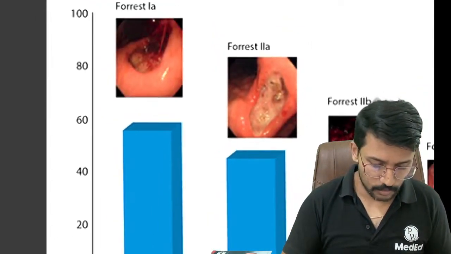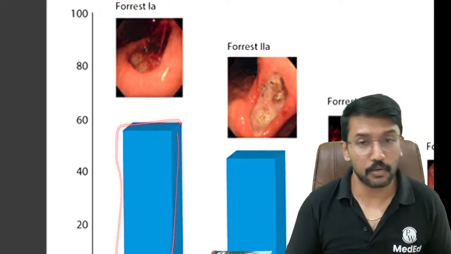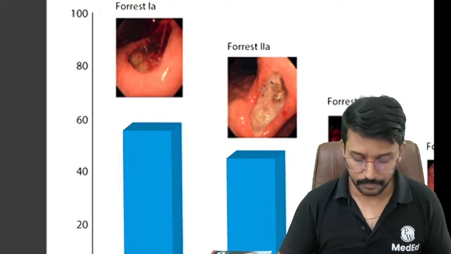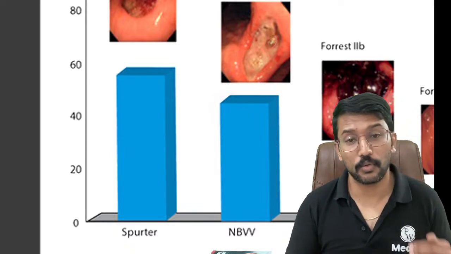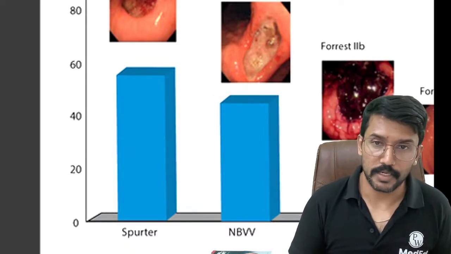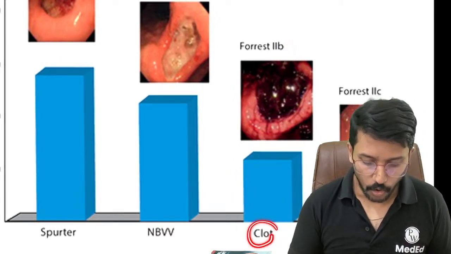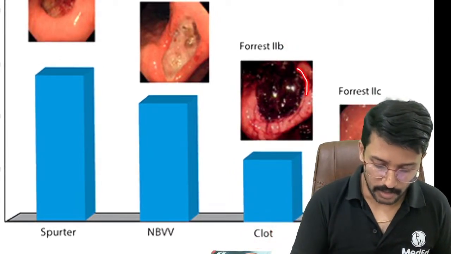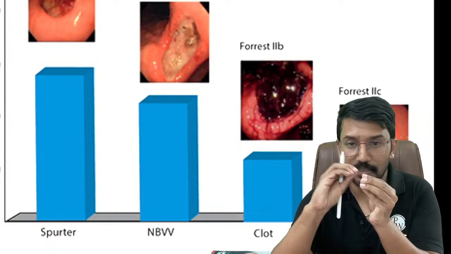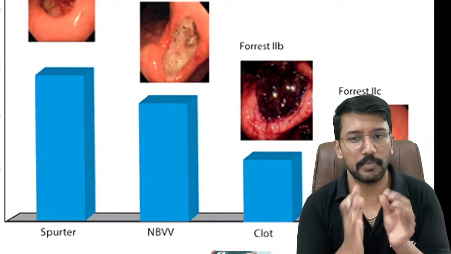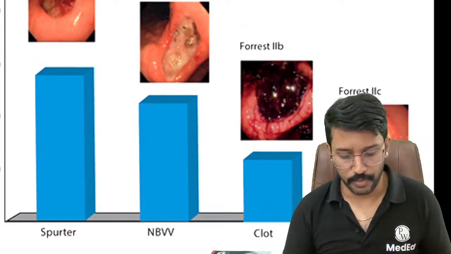When you look at this risk of bleeding, if there is an active spurter, 60% of those patients are going to come back with another episode of bleed. If there is a visible blood vessel, close to 50% of these patients are going to come back with another episode of bleeding. Then Forrest 2B, you can see a clot on the ulcer base. This is the ulcer where you can see a blood clot. Now, if the blood clot gets dislodged from that location, it will bleed again. So there is still a good risk of bleeding in Forrest 2B.